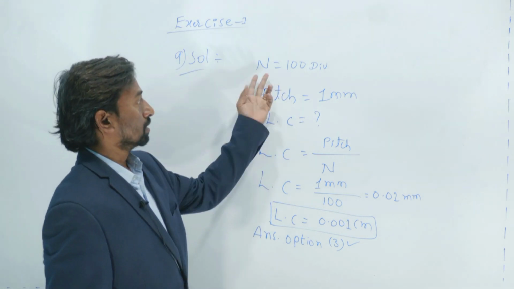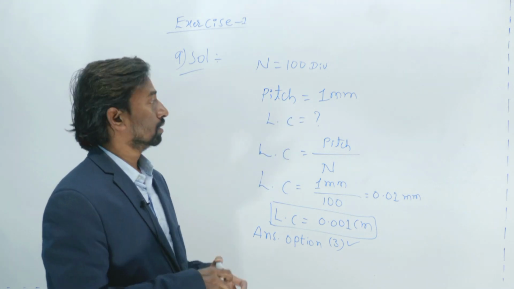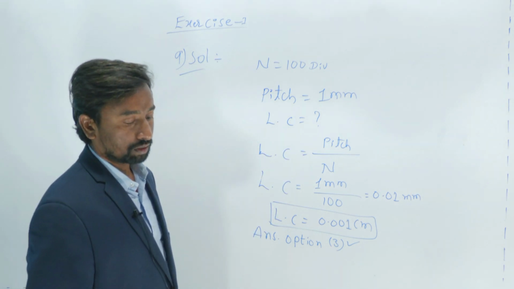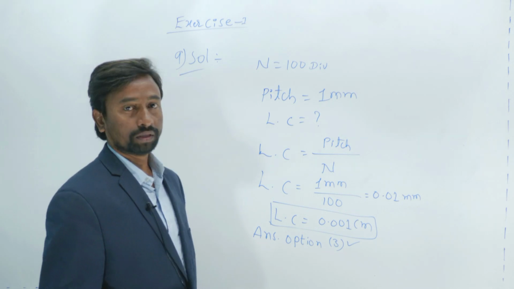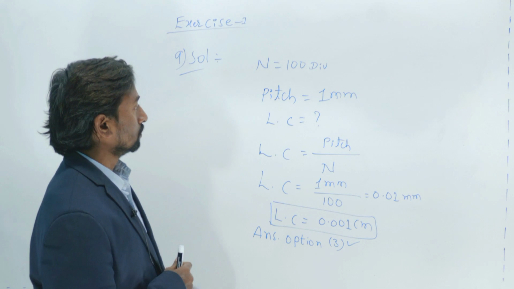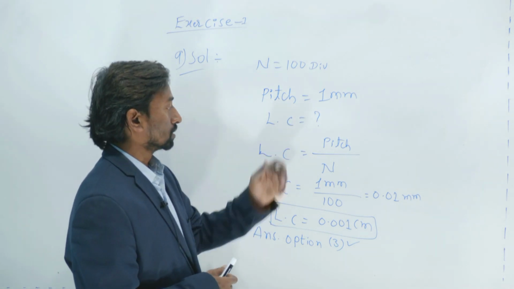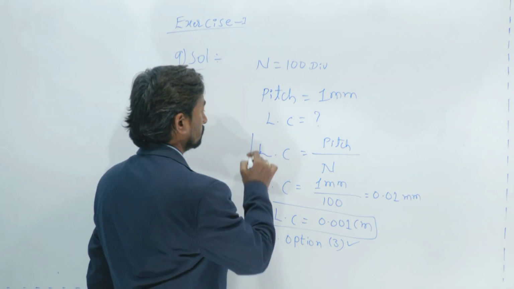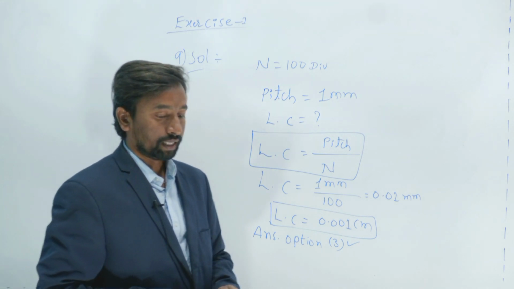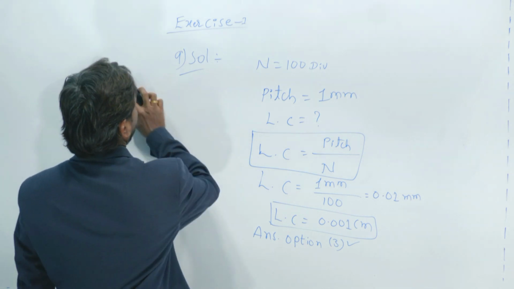The number of head scale divisions or circular scale divisions is given, and the pitch is given. On one full rotation, the circular scale advances 1 mm. So pitch is nothing but the advancement of the circular scale on the pitch scale per rotation, that is 1 mm. The least count formula we know, LC is equal to this one. The 9th one is completed. Now the 10th one.